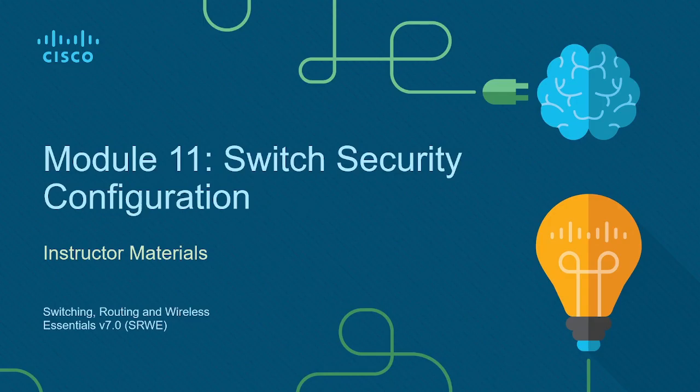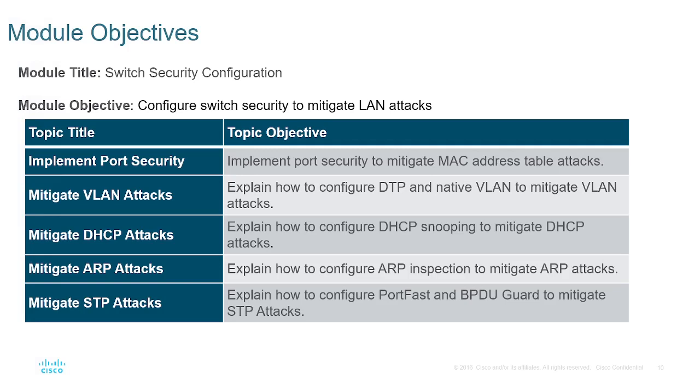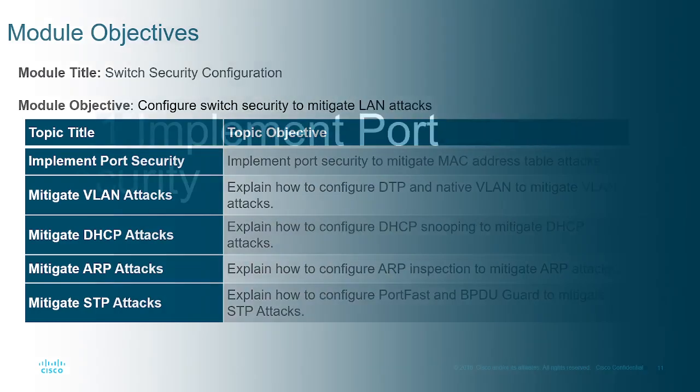For today's lesson, we're going to talk about switch security configuration. For module 11, at the end of this chapter, you're expected to implement port security to mitigate MAC address table attacks, explain how to configure DTP and native VLAN to mitigate VLAN attacks, and to mitigate DHCP attacks, you're expected to explain how to configure DHCP snooping and configure ARP inspection, and lastly, explain how to configure PortFast and BPDU guard to mitigate STP attacks.